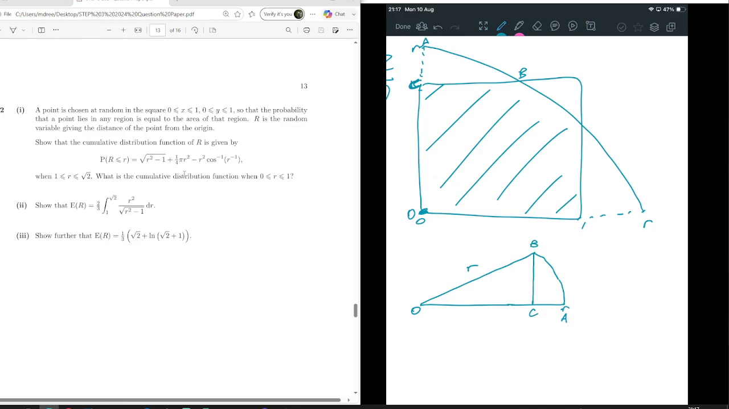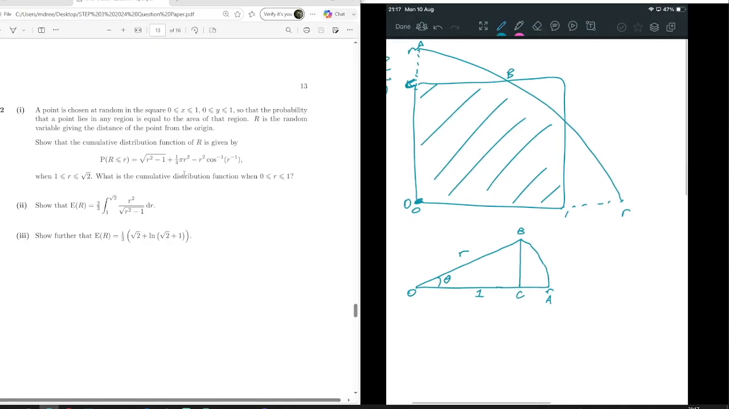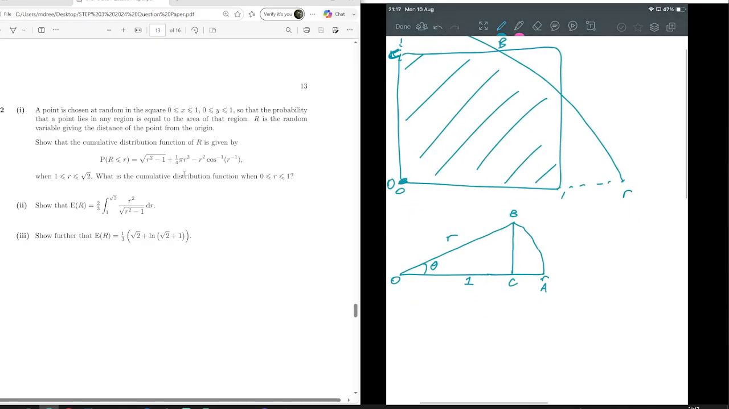So nice thing is, what else do we know? We know that this side here is 1. We probably want to find that angle at some point. We know the whole sector has a particular value. So let's start finding some areas.